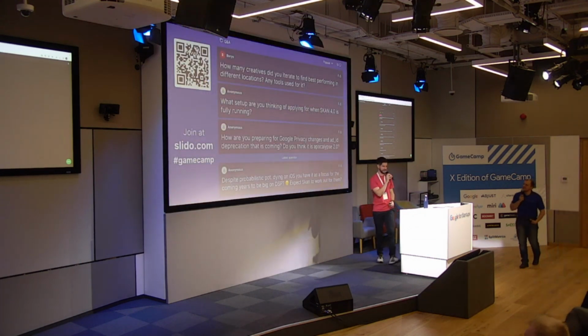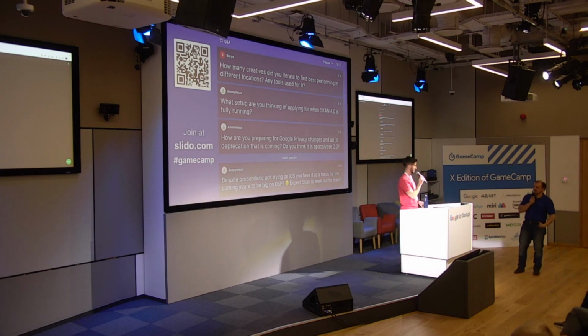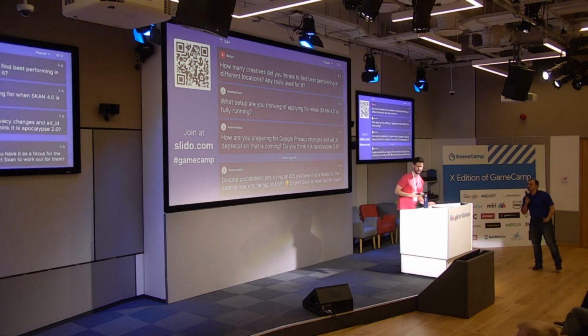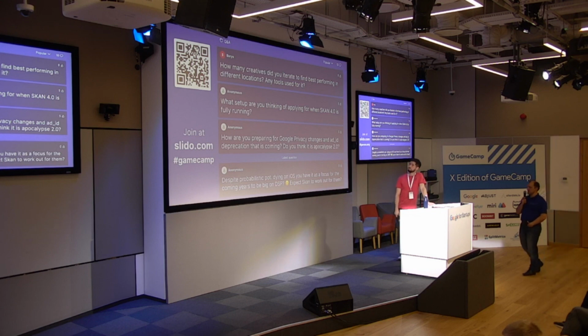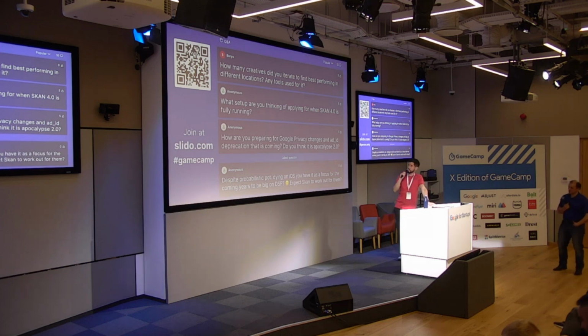Okay. So now you can see the questions, and I can answer a couple of them. Yeah. So like, how many creatives did you iterate to find best performing in different locations? Any tools used for it? I think in some way the question was asked for Victoria, but if you could maybe answer as well. That's a good question.